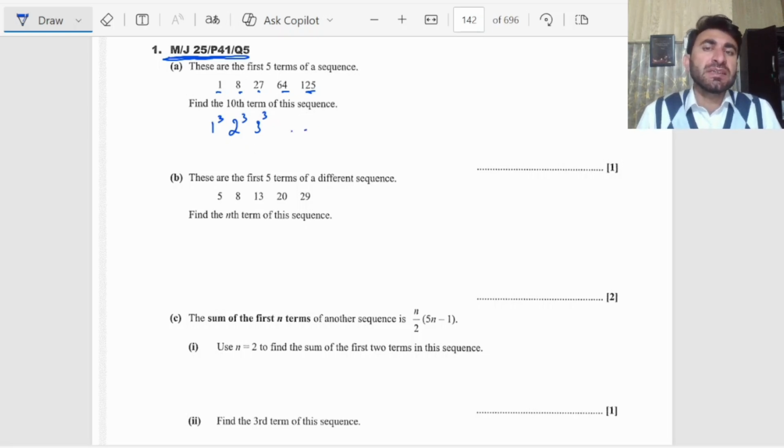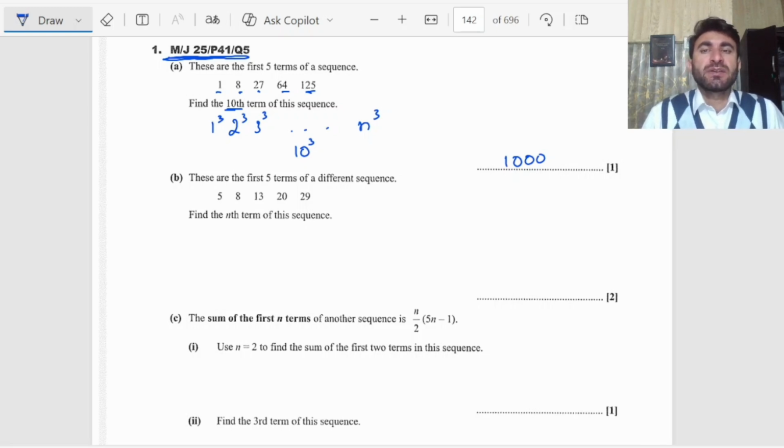So basically its nth term shall become n to the power 3, and as we need the 10th term, it will be 10 to the power 3, and 10 to the power 3 equals 1000. So that is the 10th term of this sequence. That was A part. Now in B part it states these are the first 5 terms of a different sequence.